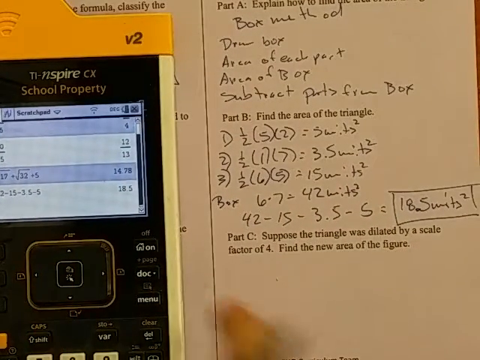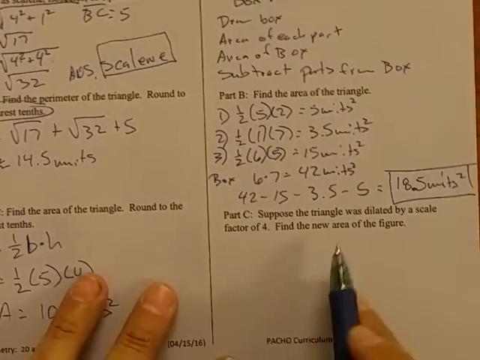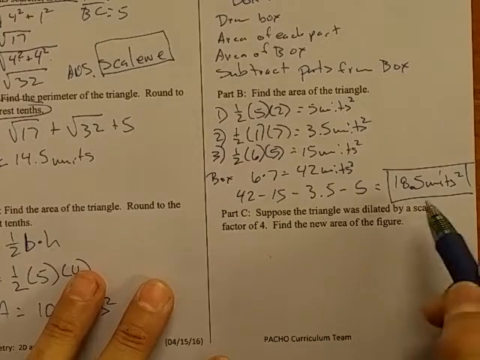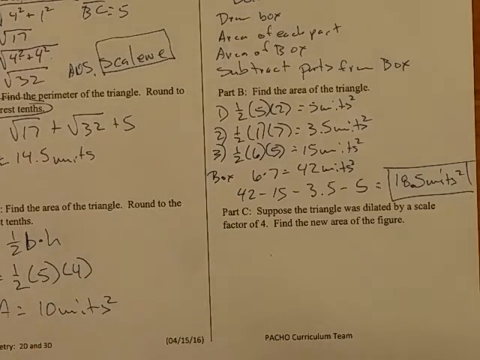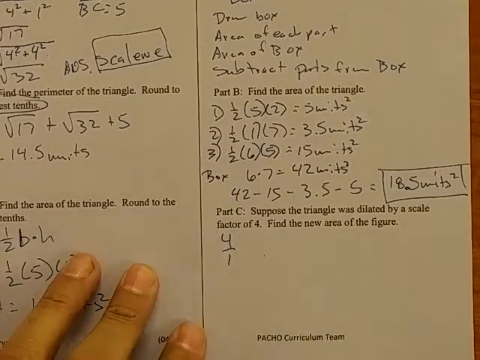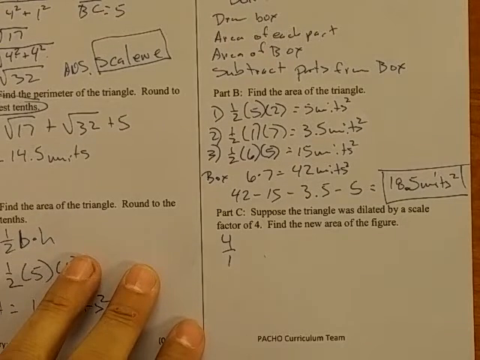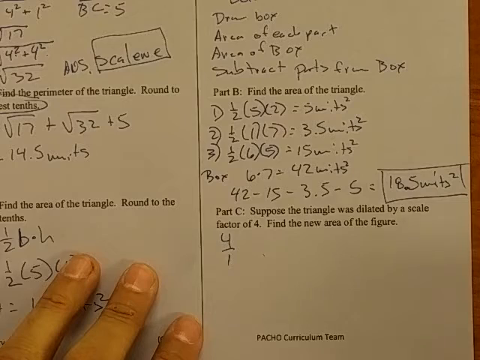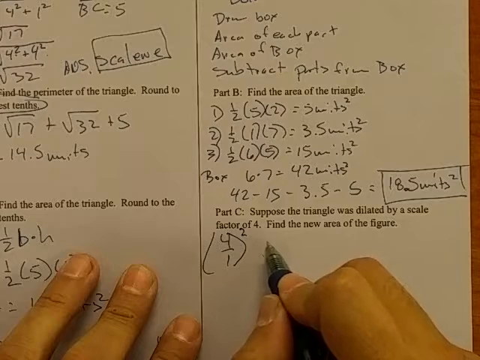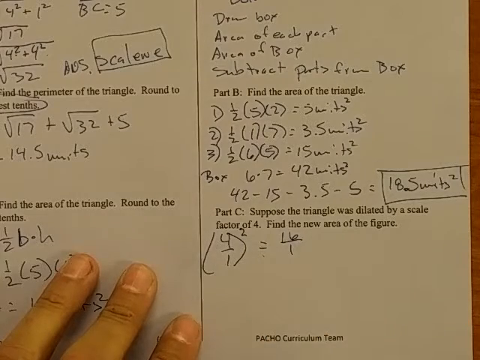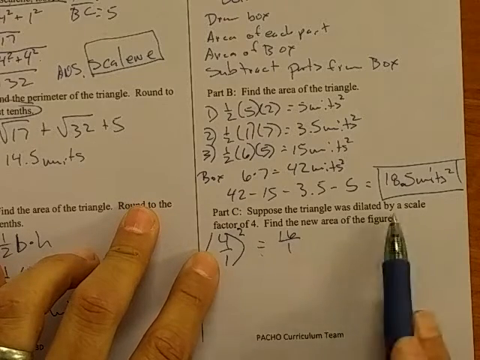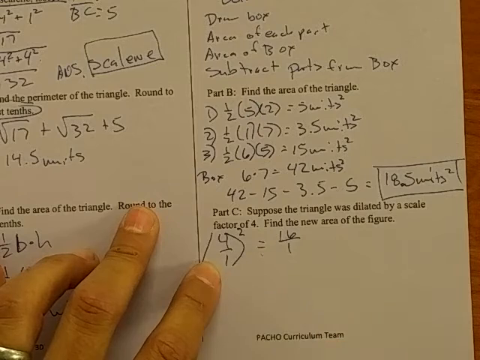Okay. Now, for this next part, it says suppose triangle was dilated by a scale factor of 4. Okay, the scale factor is 4. So we know that if that's a scale factor, that's a linear scale factor. So it's going to be 4 over 1. So that's going to be the ratio of my dilation. It's 4 over 1. Now, we know that area, no matter what, even using scale factor, area is always going to be squared. So my scale factor is going to be 16 over 1, where 4 is going to represent my new larger triangle, and 1 represents the original triangle.